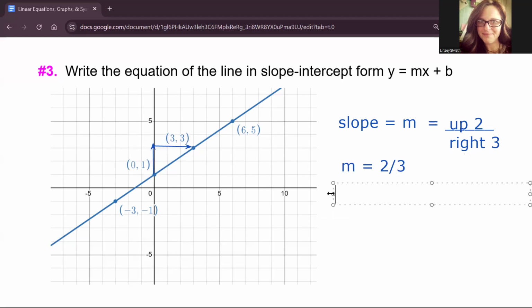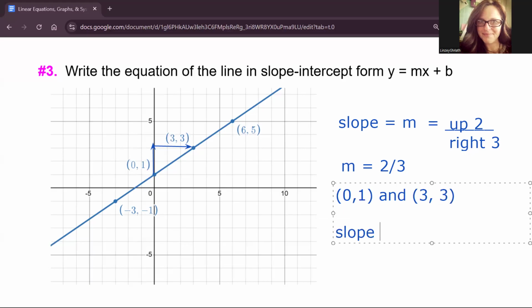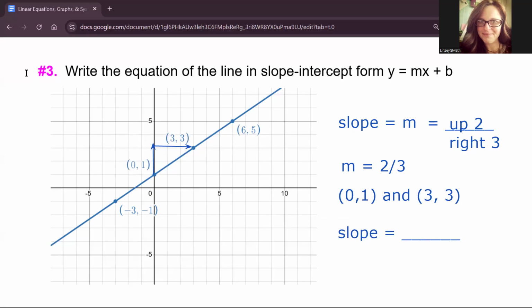You could also find it using 2 points. Let me use (0, 1) and (3, 3), and we'll find the slope using the formula. We'll start with subtracting the y values, they go on top, and then we'll do the x values on the bottom. And you see we get the same slope using the formula, 2/3.